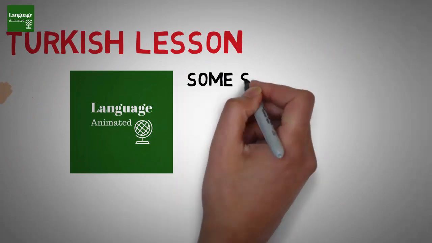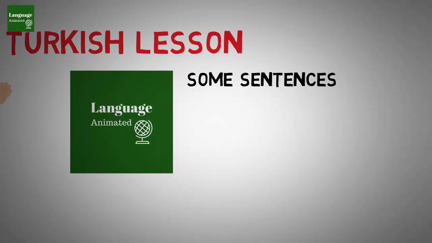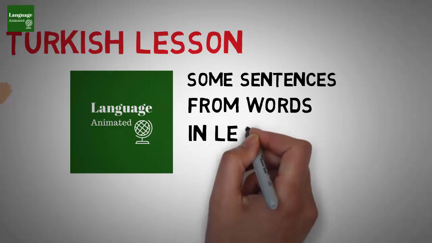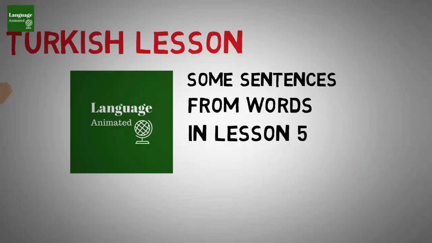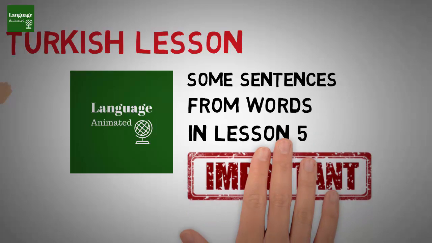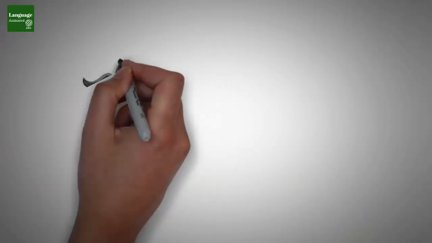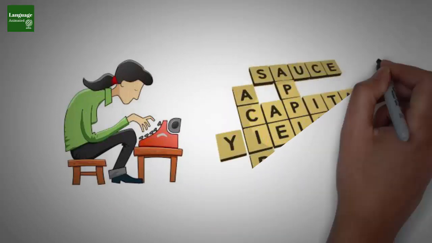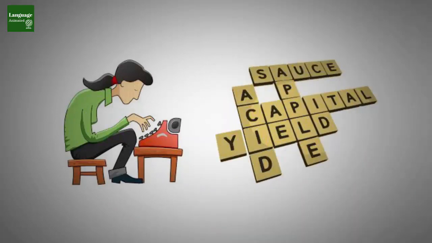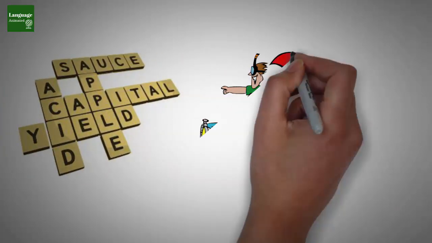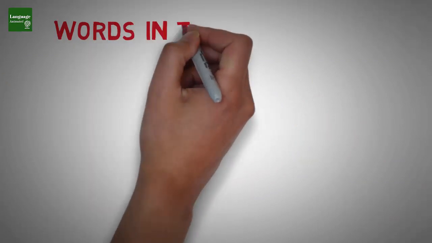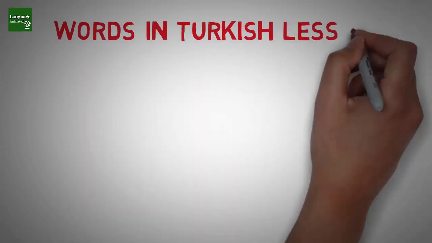In today's lesson, we are gonna make some sentences from the vocabulary which I gave you in lesson number 5. Because it's very important to learn some vocabulary in order to be good in any language, and then also we have to learn how to use them in sentences. Don't worry, it will be just simple and easy sentences which you can use with your friends. So here is the list of words which I gave you in Turkish lesson number 5.